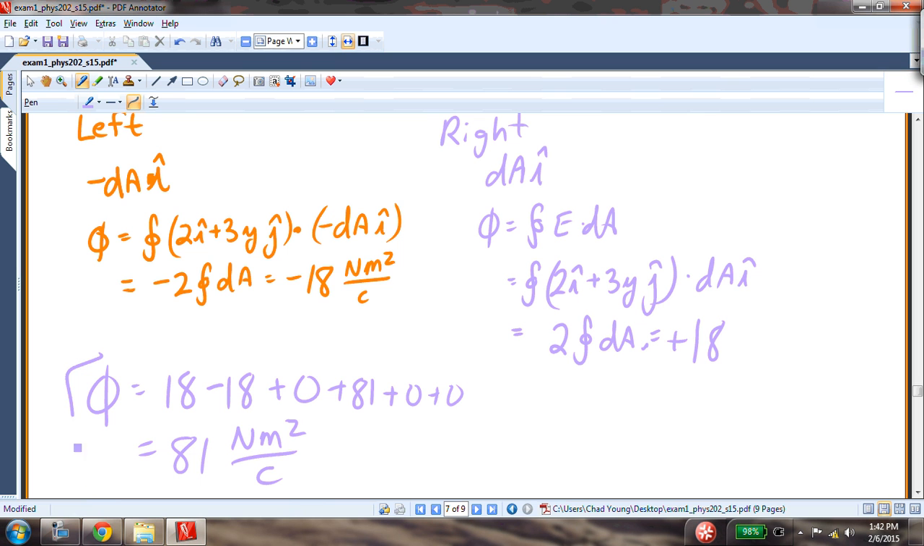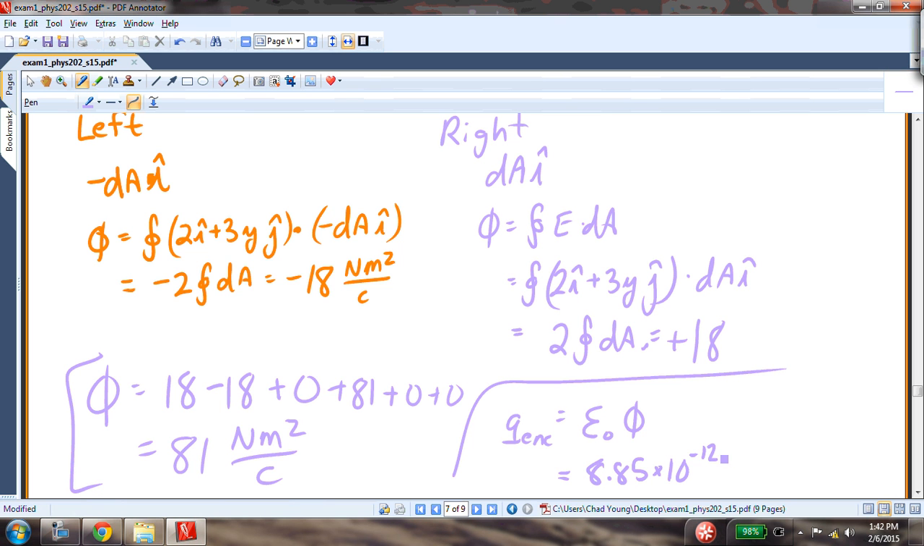All right, so that's the first part, the flux. And now I want to know the total charge enclosed. Well, by Gauss's law, it's just equal to epsilon naught times the flux, which is 8.85 times 10 to the minus 12, times the flux, which is 81, and that's equal to 7.2 times 10 to the minus 10 coulombs.